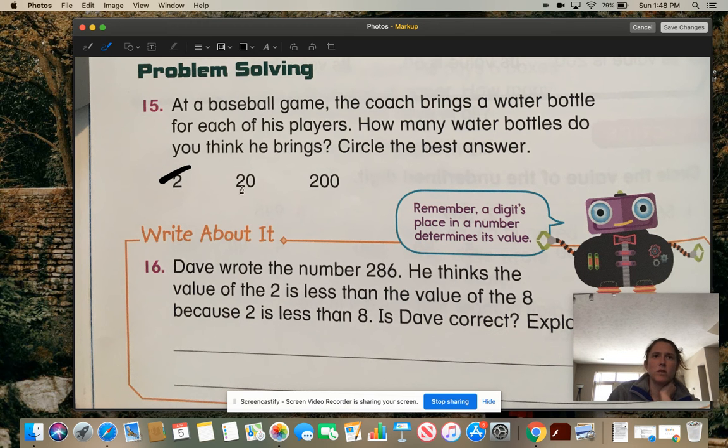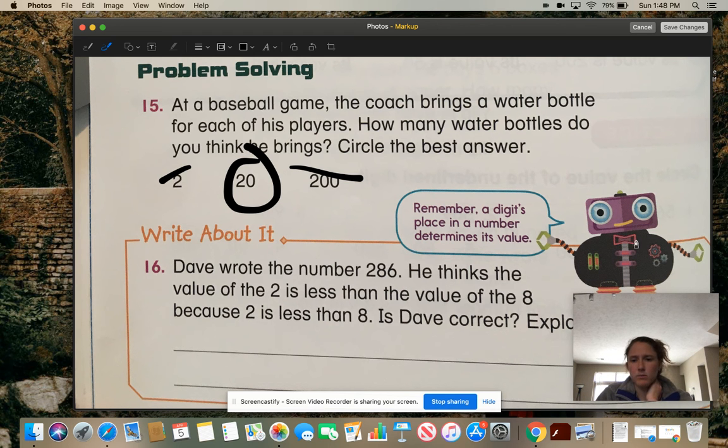How about 20? Well, if there's at least 9 players and there are more people, because there are people who sit out, 20 makes sense to me. But let's check the last one, 200. Have you ever seen 200 people on a baseball team? Definitely not. They would not allow that. So 20, I think, would be the best number.